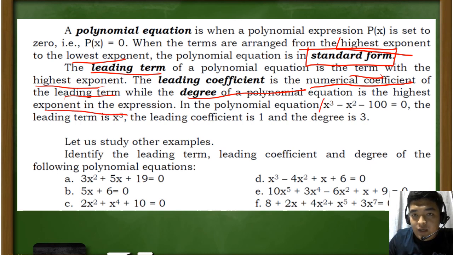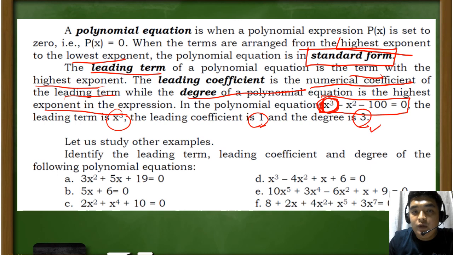For example, we have x cubed minus x squared minus 100 equals 0. The leading term is x cubed. Again, the leading term is the term with the biggest exponent. Between 3 and 2, 3 is the biggest. This is our leading term. The leading coefficient is 1. We look at the coefficient of the leading term. If you see no coefficient on x, it is understood to be 1. Then the degree is 3. The exponent of our leading term is the degree of our polynomial.